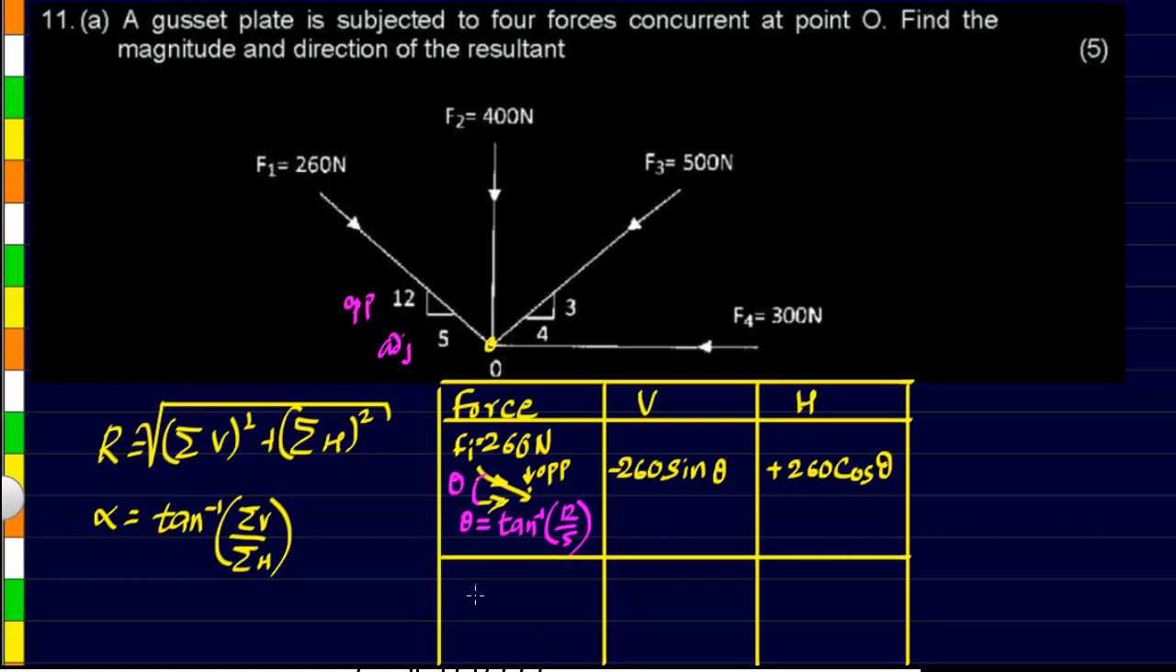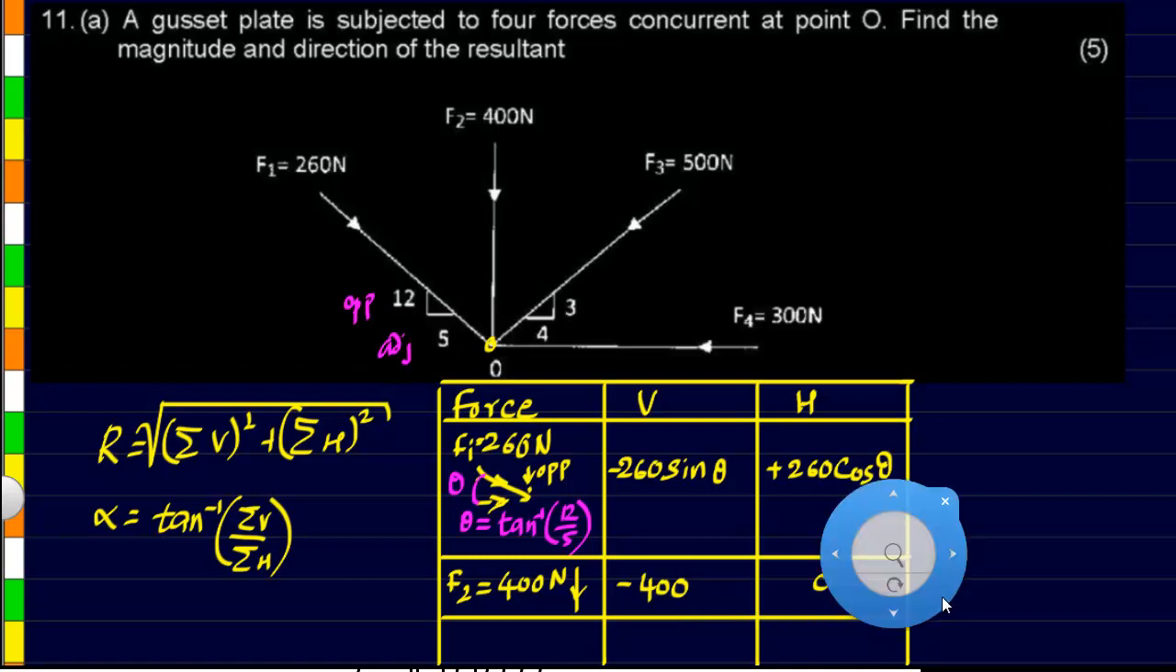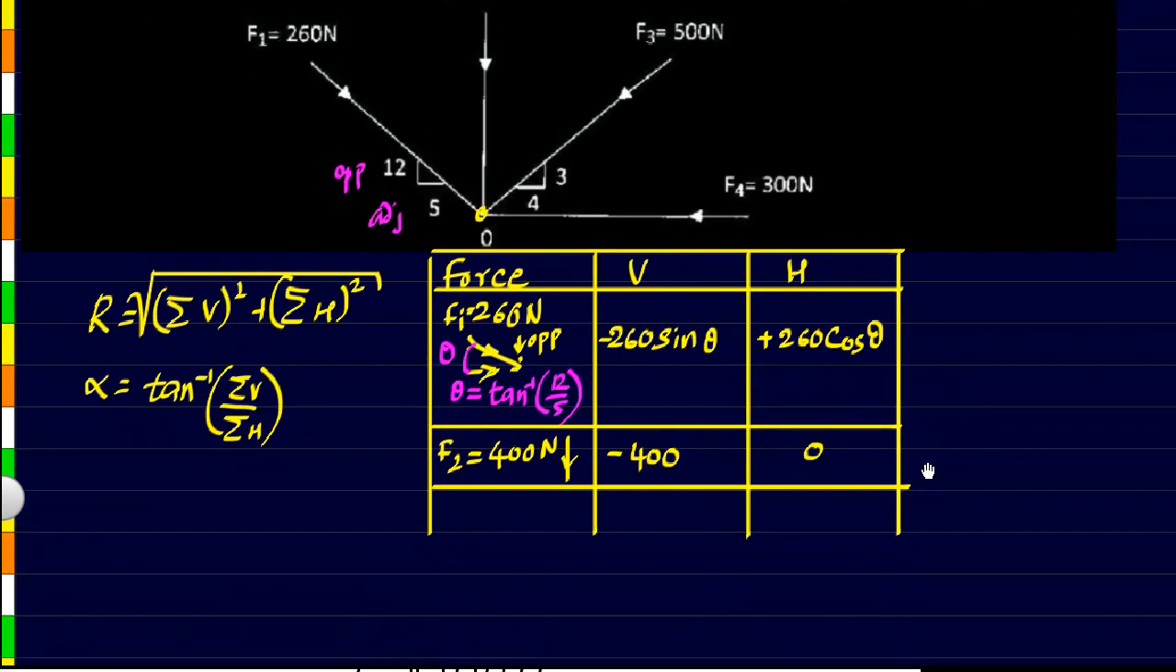So let's go next for the force F2, which is 400 newtons. We can see it's clearly a vertical force, so its horizontal component will be 0, and all the force will come under vertical only, and since it is directed downwards, we'll have to take it as negative. So minus 400 in vertical and 0 in horizontal. That's the value we will have to take over there.